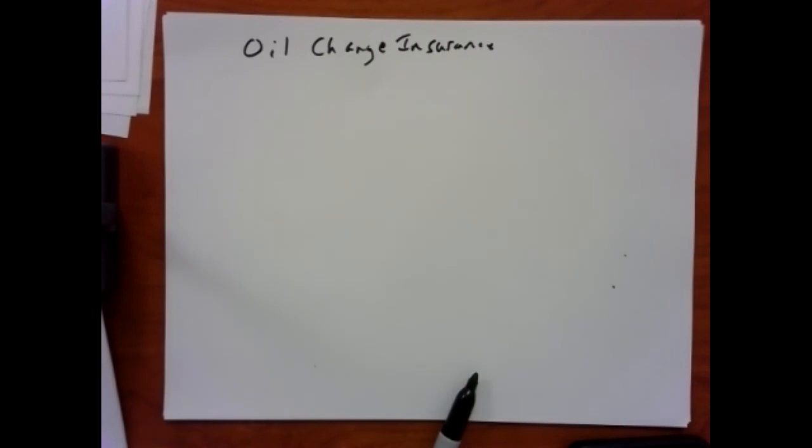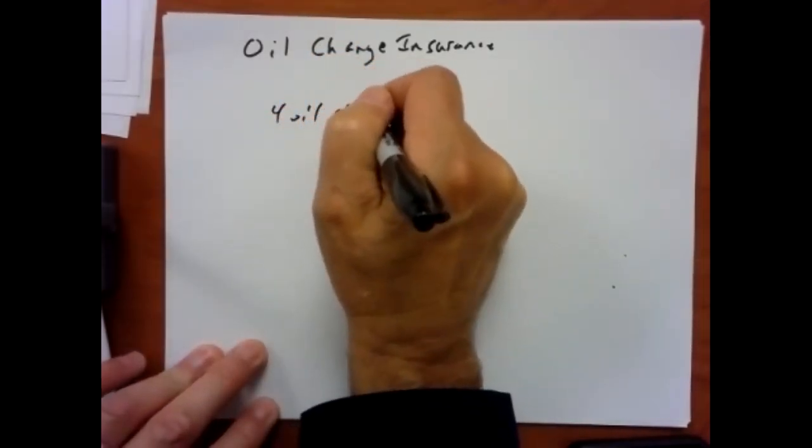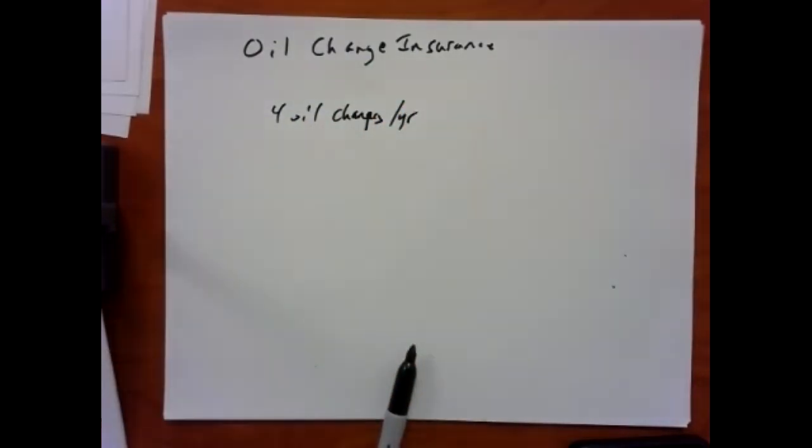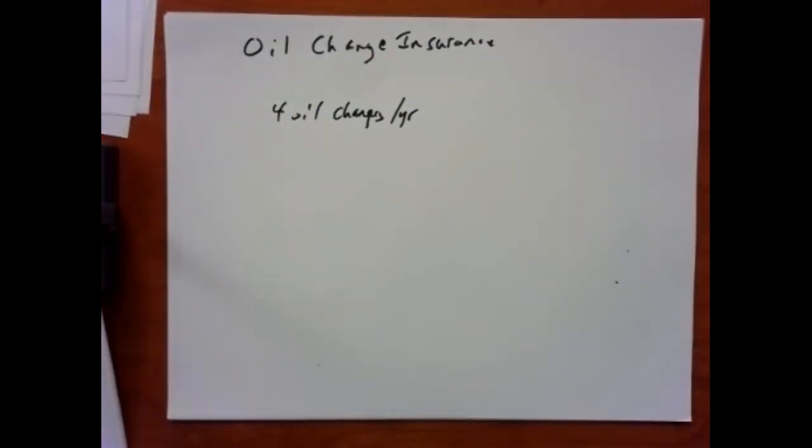My oil change insurance covers 4 oil changes per year. Because you should be changing your oil, on average, about every 3,000 miles or every 3 months, somewhere around there. So I'm going to offer you oil change coverage. And I'm going to set my price. I'm going to cover 4, and I'm going to assume you're going to use all 4 of them.